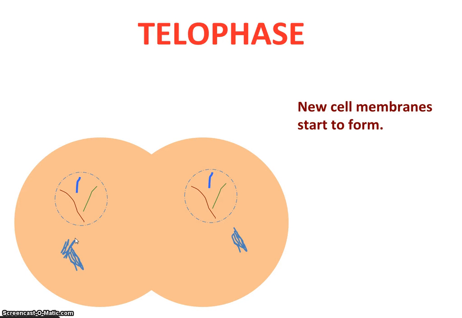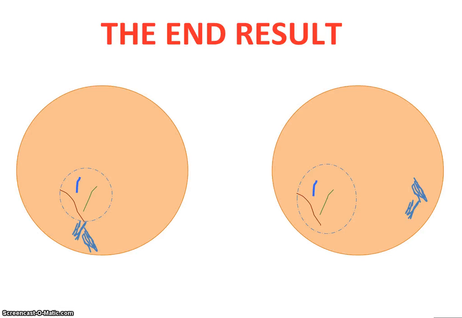In telophase, new cell membranes start to form. So watch really carefully what happens. See that little green line that happened? Watch, I'll do it again. There's that little green line. That's representing the cell membrane that is starting to form. And then in the end, we will have 2 cells identical.